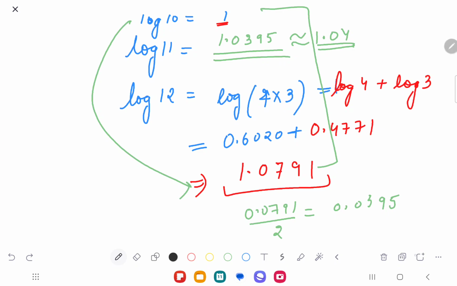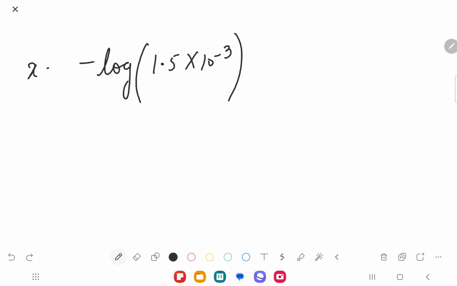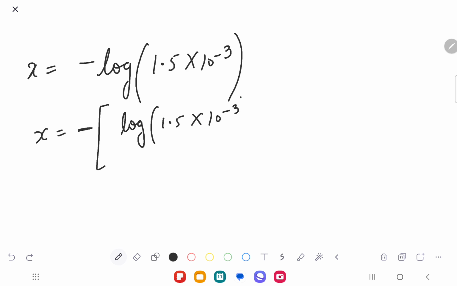So now when certain questions will come like this, minus log of 1.5 times 10 raised to power minus 3. Now let's suppose I want you to calculate this. So just go step by step. This value you need to find out. Whatever the answer is, let's suppose that answer is x. So forget about the outside minus; we'll impose that later on. We'll have log of 1.5 times 10 raised to power minus 3.